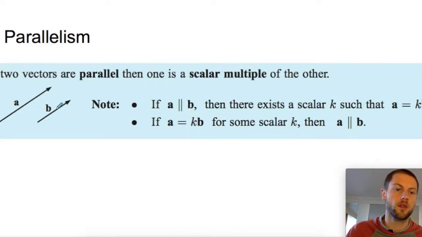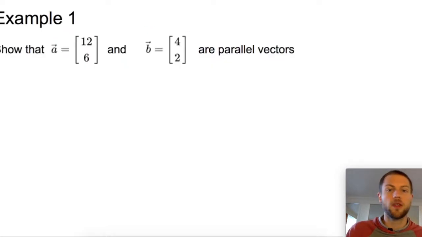So basically what this is saying is there's some way I can lengthen or shorten one of these vectors to actually make it look exactly the same. That should make sense because scalar multiplication, or multiplying by a scalar, does not change the direction at all. So let's just take a look at a couple examples of this.